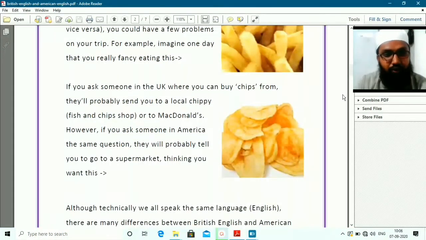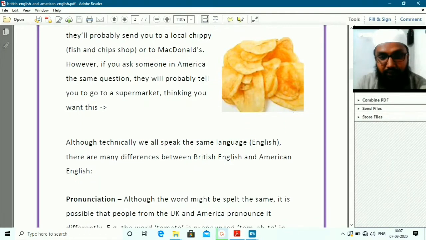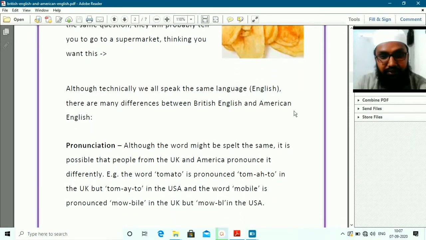If you ask someone in the UK where you can buy chips from, they will probably send you to a local chippy, a fish and chips shop, or to McDonald's. However, if you ask someone in America the same question, they will probably tell you to go to a supermarket, thinking you want this. So here we can see the difference between these chips and those chips. Although technically we all speak the same language, English, there are many differences between British English and American English.